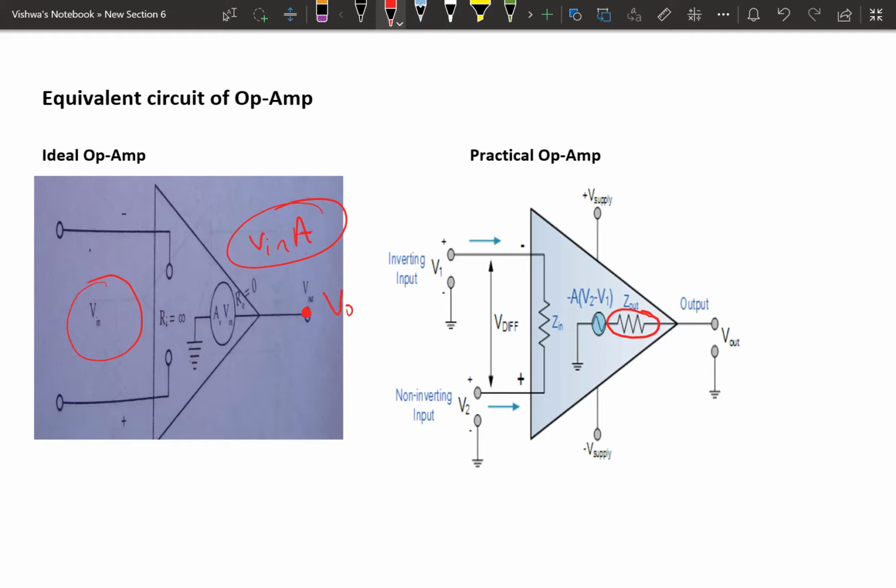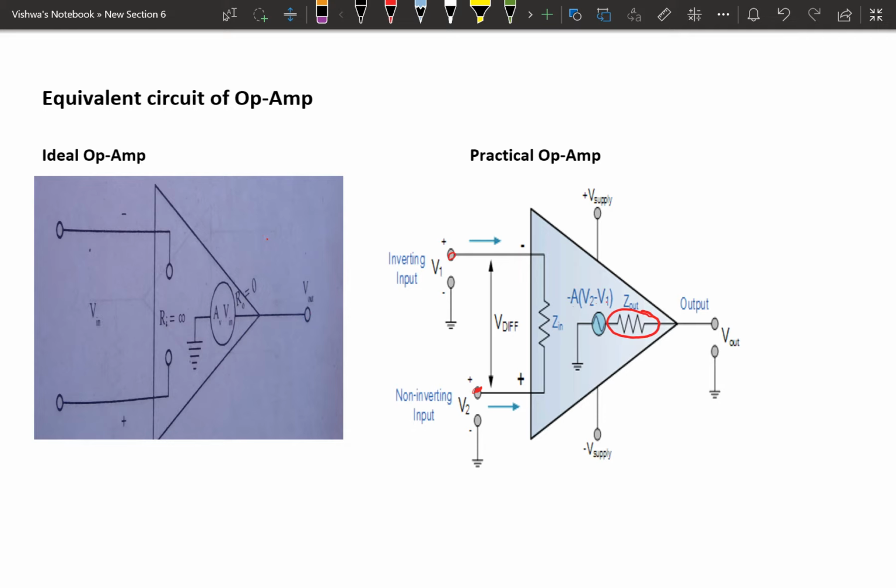In the case of the practical op amp, the same thing. Here the input is a differential input. The difference between these two input terminal voltages times the gain A. So for that it is A(V2 minus V1). So this is the output. Okay. So these are the equivalent circuits of op amps.